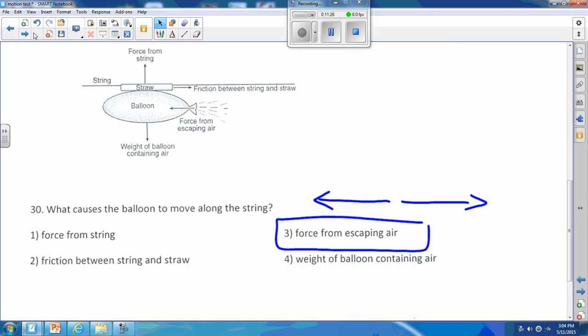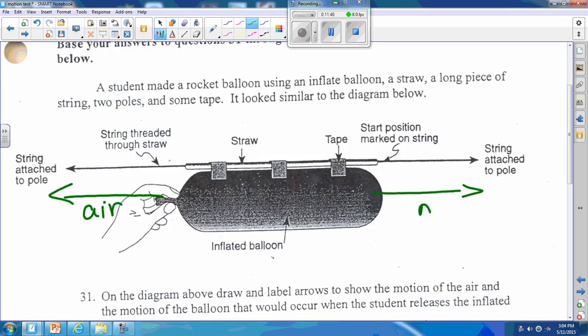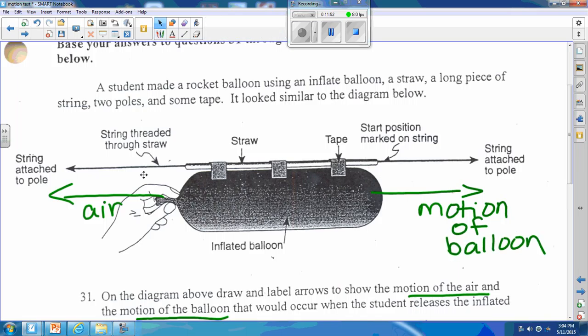Many of you did not draw arrows correctly because it asked you on the diagram above, draw and label arrows to show the motion of the air. The air is going to go this way, and the balloon's motion is going to go this way. So it asks you to label the motion of the balloon and the motion of the air. The arrows had to be opposite. The balloon and the air go in different directions.